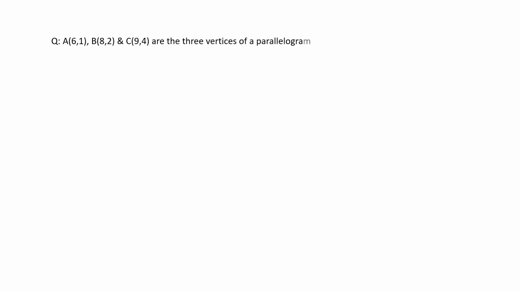A(6, 1), B(8, 2), and C(9, 4) are the three vertices of a parallelogram ABCD. If E is the midpoint of DC, find the area of triangle ADE. Let's draw the picture.